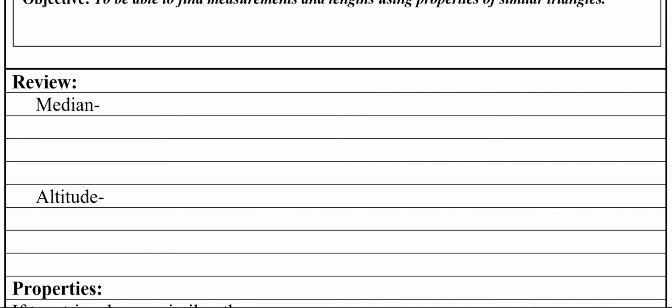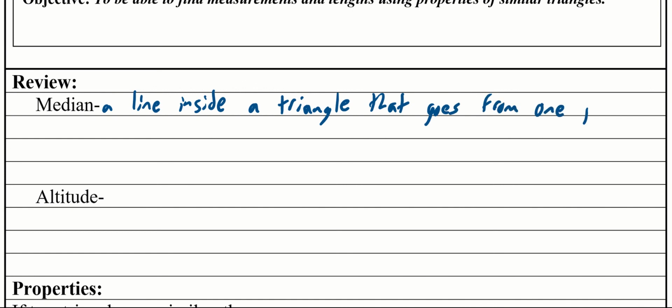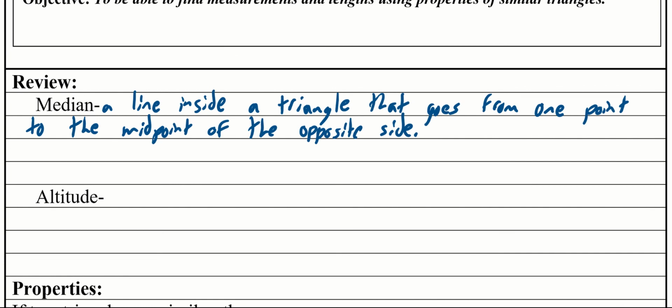Okay, and the median of a triangle is a line inside a triangle that goes from one point to the midpoint of the opposite side. And remember, we said a way to remember this is midpoint and median both start with M.